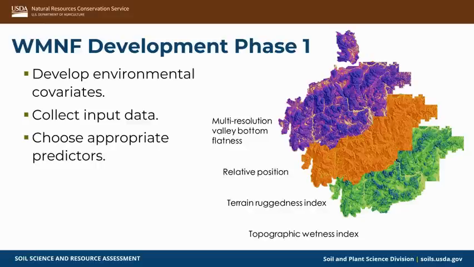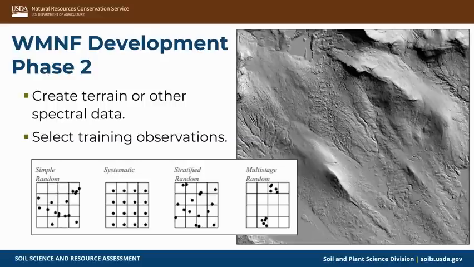You're going to want to look at existing soil maps. What about point observations that were collected in the past? Can we use these now in other remotely sensed spectral data? Using those covariates and various input data and predictors that we're going to be using for this DSM model, you're going to want to create certain terrain or other spectral data, such as a digital elevation model, such as this image on the right. And based off of all these predictors, we're going to want to create a training observation set, verification set in the field to go verify what we see.